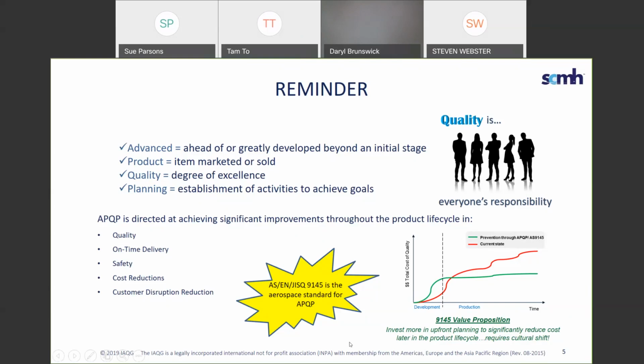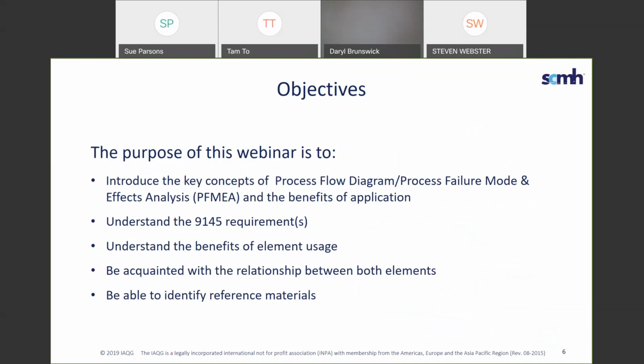So AS 9145 is mentioned throughout this webinar and is the aerospace industry standard for APQP and PPAP. The webinar today will just give you a high-level overview of the key concepts of the process flow diagram and the PFMEA. We will walk you through the 9145 requirements pertaining to these elements. We will give you a high-level connection to the design risk analysis and the control plan, and then we will help you get started by identifying some reference materials.